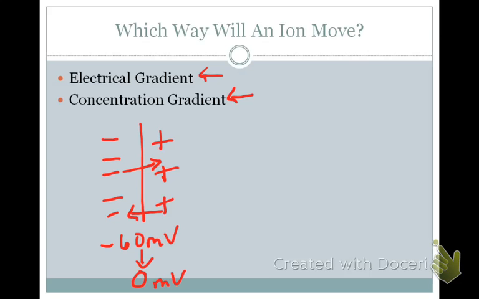Now, an ion is also wanting to move based on its concentration gradient. So if there's a high concentration of potassium inside the cell, it's going to want to move outside the cell where there's a lower concentration of potassium. But what happens when an ion wants to move, like potassium for instance?